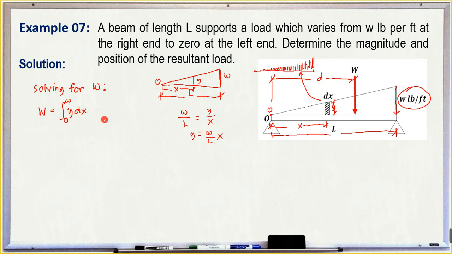So I hope nasundan. Nasundan ra? So we have here integral 0 to W, our y is W over L x dx. So constant maning W pagawas, W over L integral 0 to W of x dx. Very simple nga integration. So W over L, this is x squared all over 2 evaluated from 0 to W.